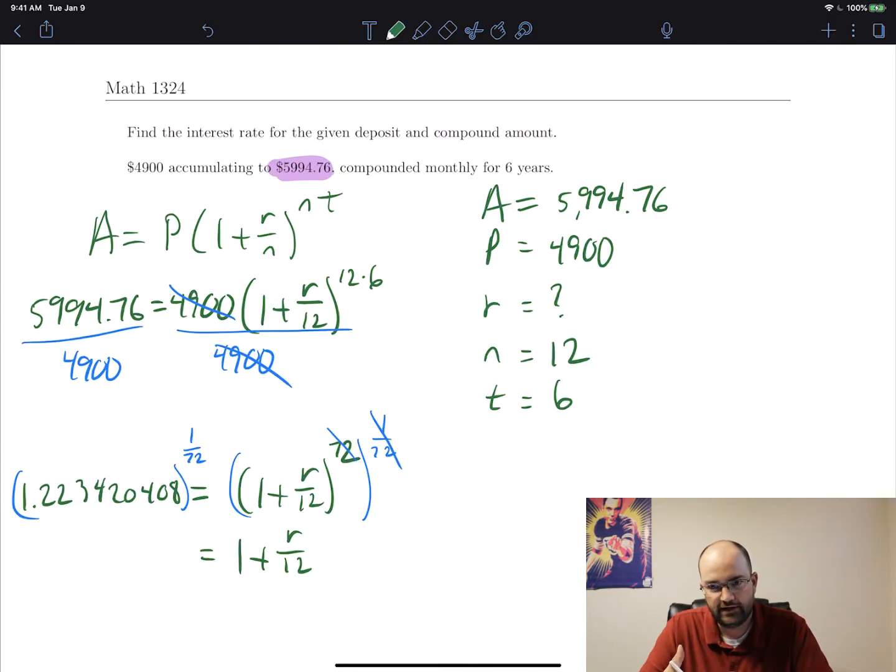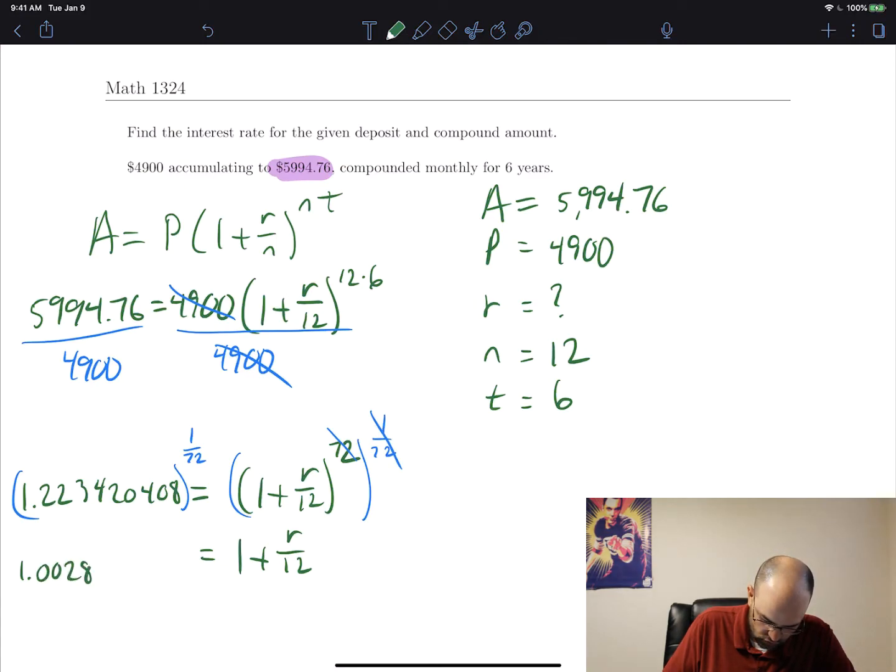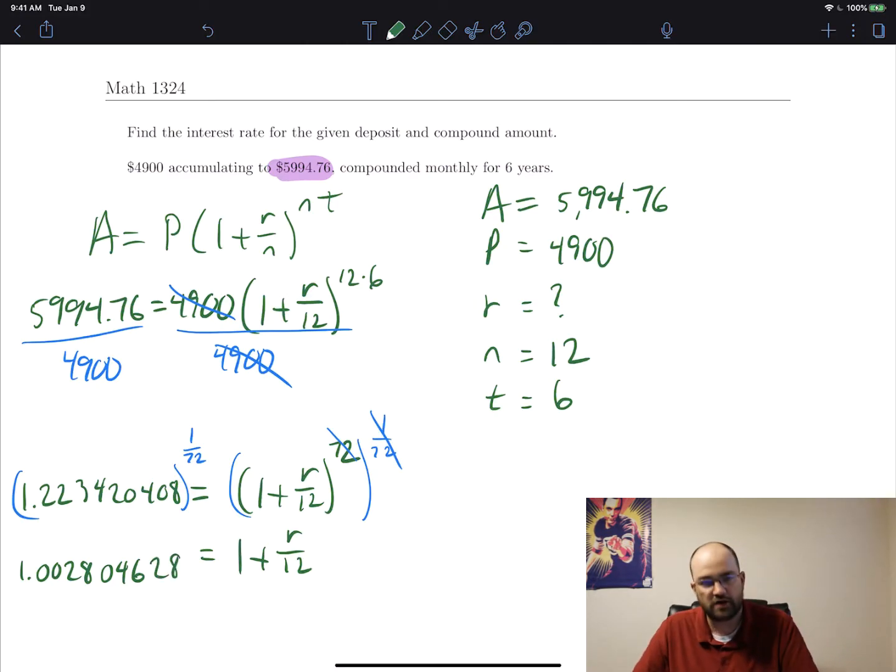It's the left-hand side that we need to know how to do. Well, if you already have the 1.223420408 in the calculator, just do caret, which is the button above division, and then just do 1 over 72 in the exponent. And click enter. And what you get from that is 1.002804628. Awesome.